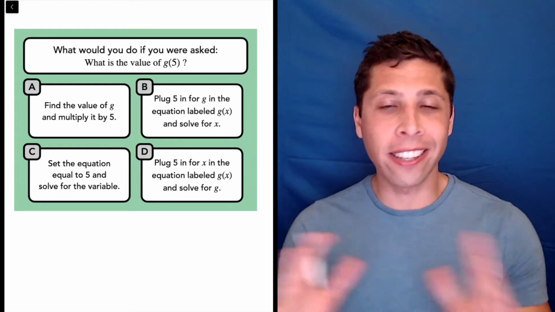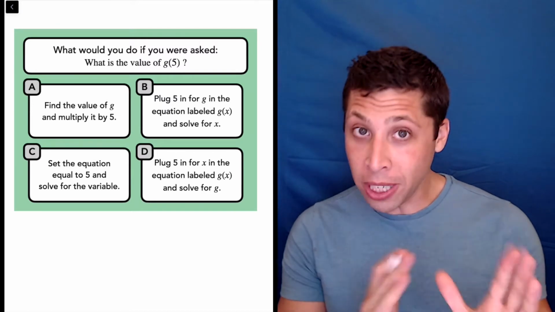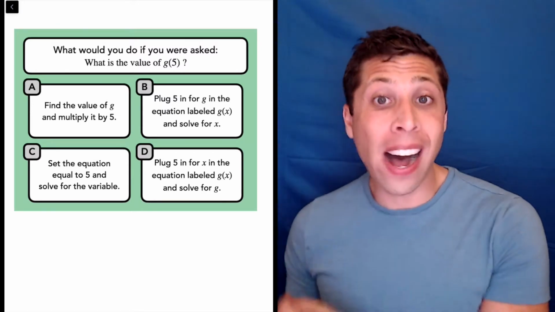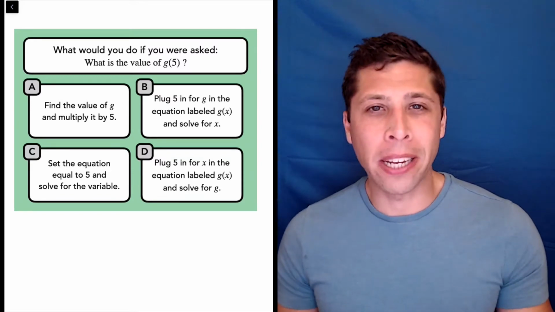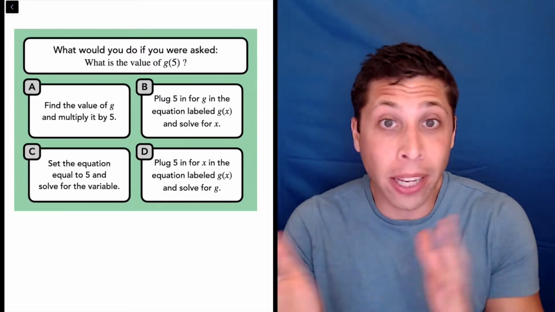Okay, the key to getting this is just to know what we're even looking at. This is function notation. So let me just read what it says here. What is the value of g of 5? Right? So it's important to read that right, because a lot of people just see a letter next to a number and think, oh, that's multiplication, right? When we write those two things next to each other.